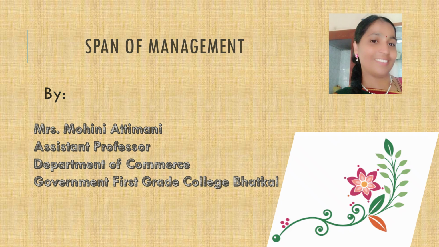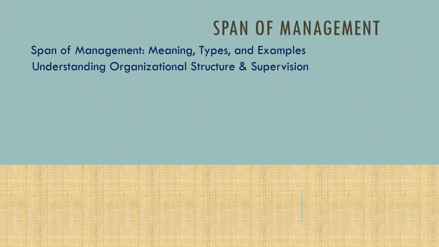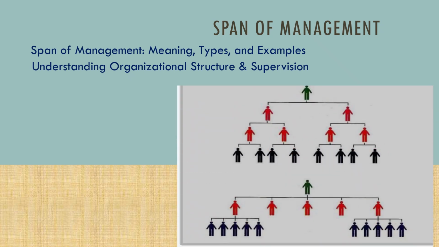Now let us start the session on span of management. In this session, we learn the meaning, types and examples, and also we understand organizational structure and the supervision in brief. Now here you can see two pictures. One is taller and another is flatter. The taller one is called narrow span of management, and the wider or flat one is called wide span of management.